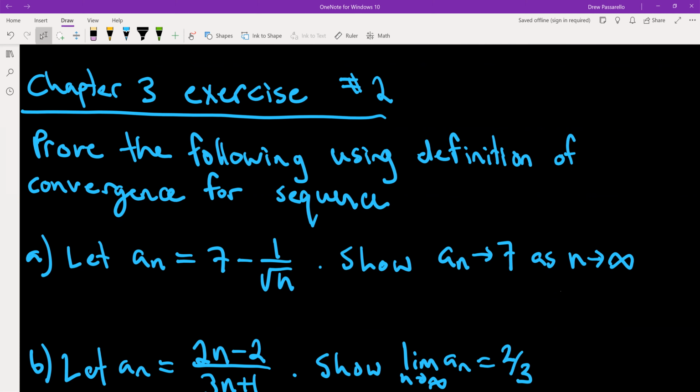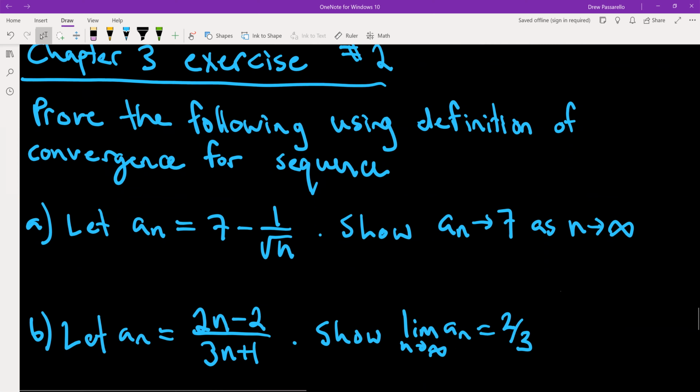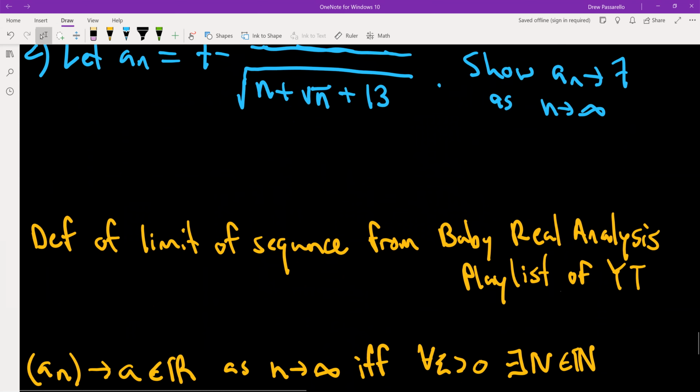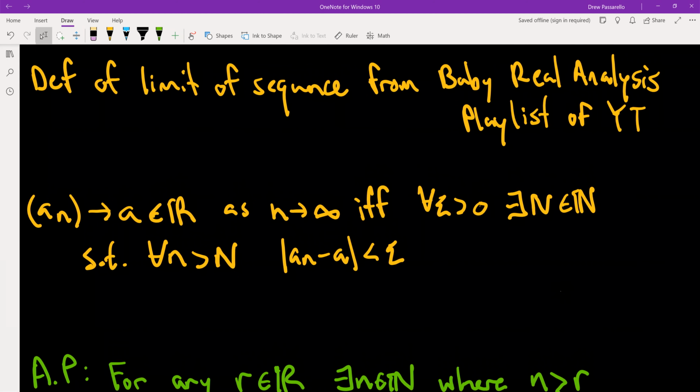We're going to prove the following using the definition of convergence of a sequence. We have parts A, B, and C. To show this, I'm going to use the definition for the limit of a sequence, or convergence of a sequence, based on the YouTube playlist that I made. The definition is: some sequence a_n converges to a as n goes to infinity if and only if for any epsilon bigger than 0 there exists a capital N in the natural numbers such that for all little n bigger than capital N, the absolute value of a_n minus a is less than epsilon.